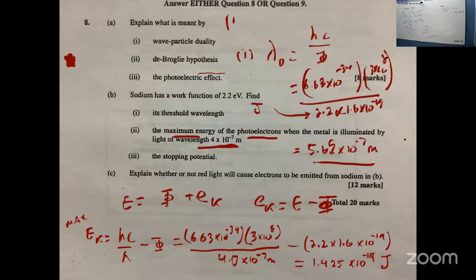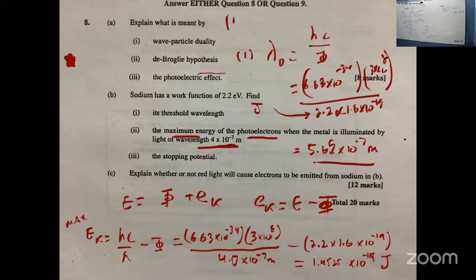So you all got 1.4 what? 1.4525. Every time you see that, you're like, wrong, not the work function. 1.4525, right? Everybody okay with that? Yeah. Right.